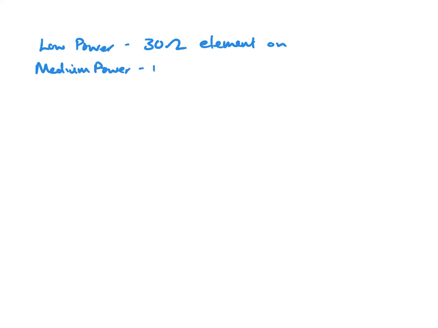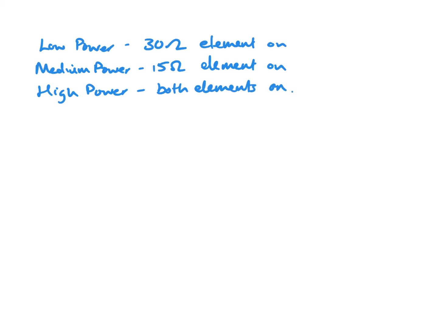So going back to what the question actually asked me, for low power, you'd have the 30 ohm element on. For medium power, you'd have the 15 ohm element on. And for high power, both elements on. Okay, it's always important to remember what the question is asking you.